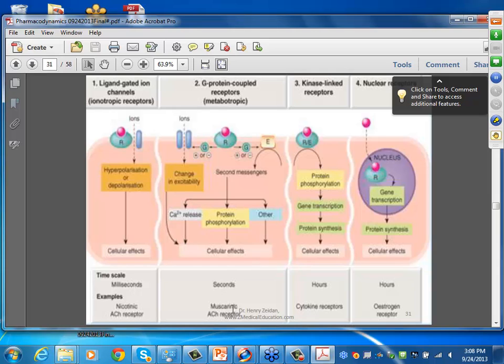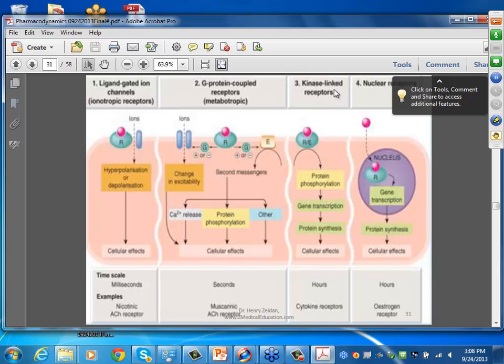When you talk about the time scale, of course, it's a matter of milliseconds with respect to the ionotropic receptors, because you're not dealing really with G proteins or enzymes. You're not dealing with this cascade, so it's a matter of milliseconds. But this one takes a little bit longer, in terms of a second.